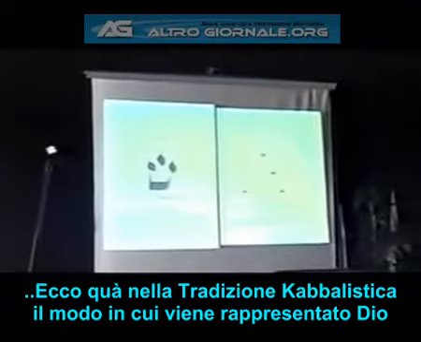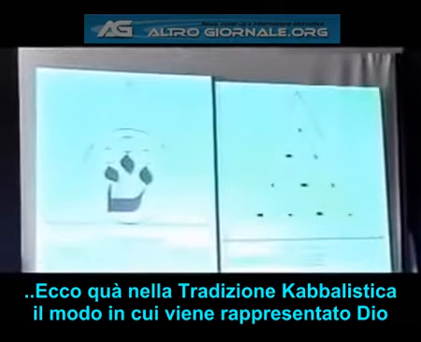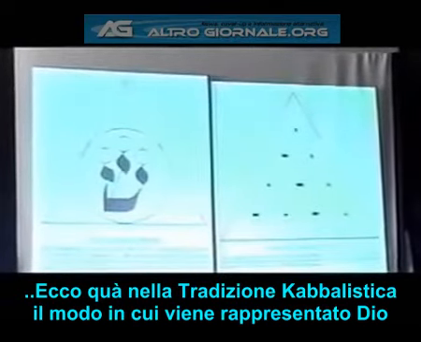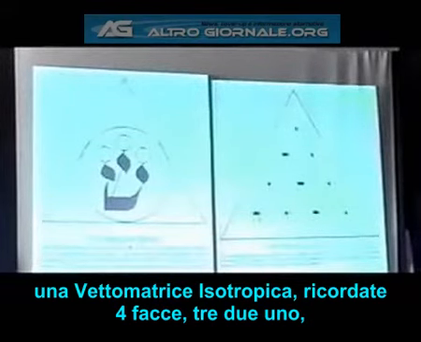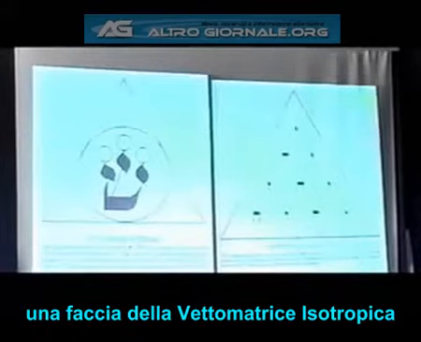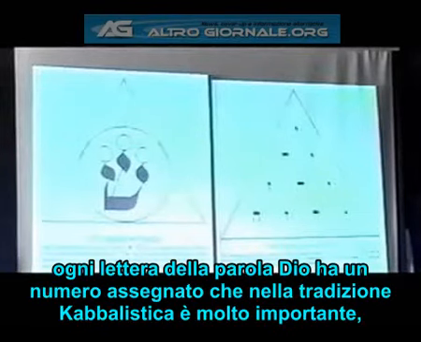Here is typically, in Kabbalistic tradition, the way God is represented. It's represented as an isotropic vector metric. Remember, four faces, 3, 2, 1. It's like one face of the isotropic vector metric. And each letter of the word God has a number that goes with it. In Kabbalistic tradition, that's very important.